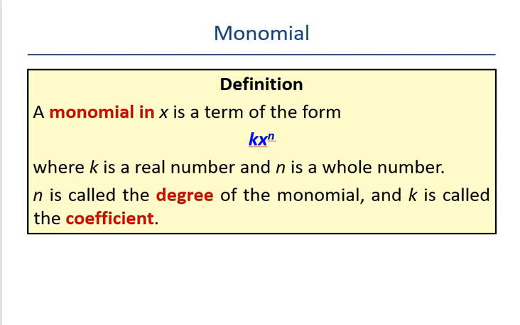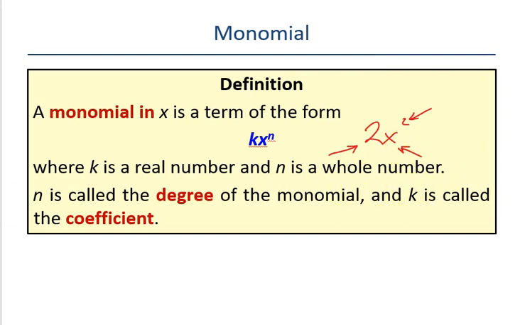A monomial in x is a term of the form k x to the power of n, where k is a real number and n is a whole number. n is called the degree, and k is called the coefficient. It would be something like 2x squared. Here x is the variable, and 2 is called your coefficient. So here is the degree, here's the coefficient, and there is the variable.